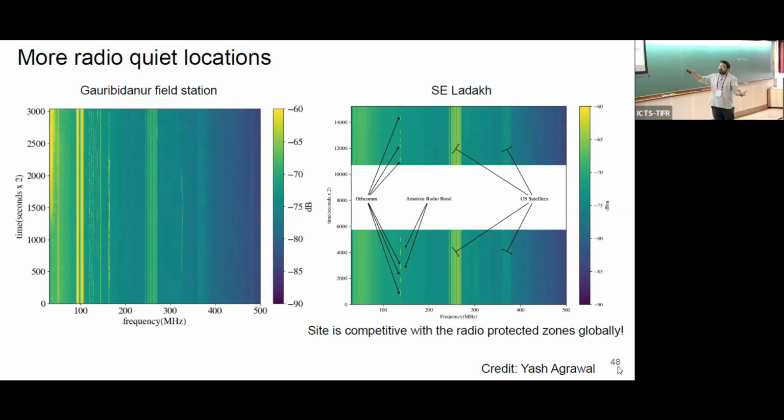There is hardly any FM. The only time you see these blips of FM is when something, a meteor or a flight, passes over it and it just reflects off FM from very distant cities. But otherwise, you really don't see anything. Of course, you see satellites that can't be avoided anywhere on this earth. But otherwise, the kind of sites that we have located are competitive with the radio quiet locations globally, including South Africa, where Hera is located.